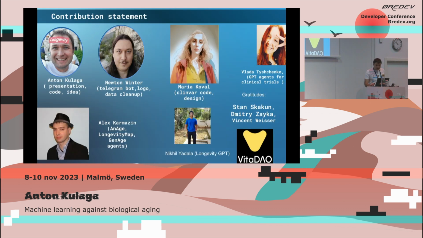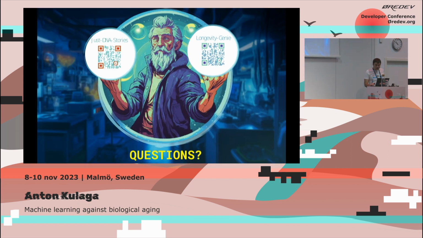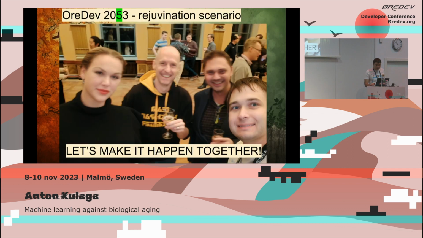And here was the team, and here are some QR codes. I believe that we have this goal of being happy in Øredev 2053. And we have some tools that can help scientists to speed up the progress. Everything is open source, so let's make it happen together.